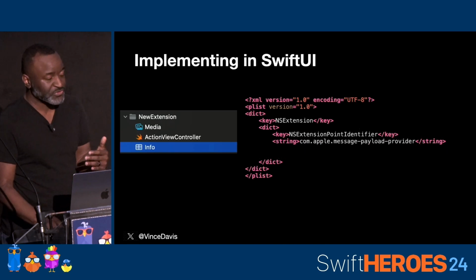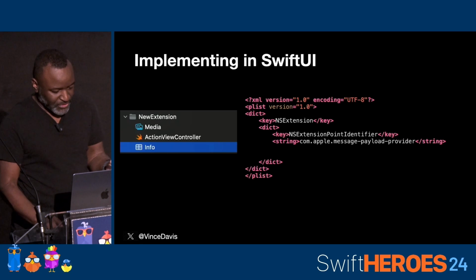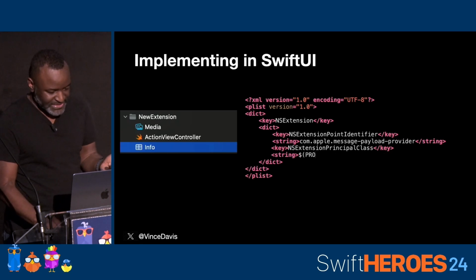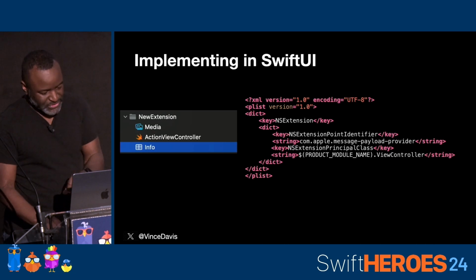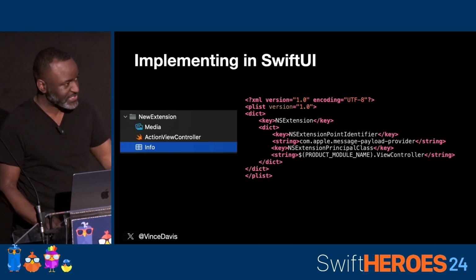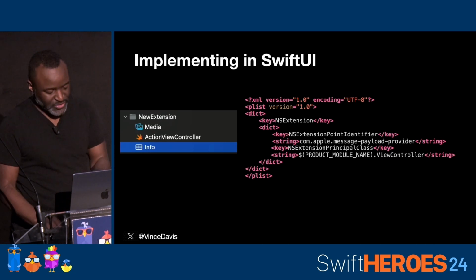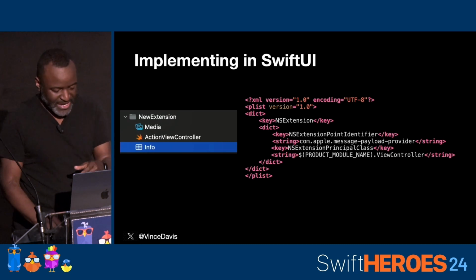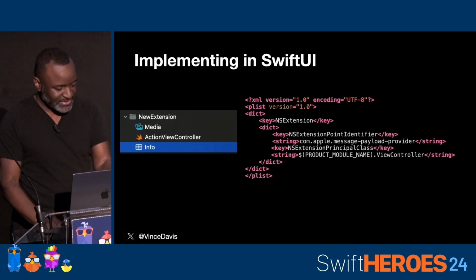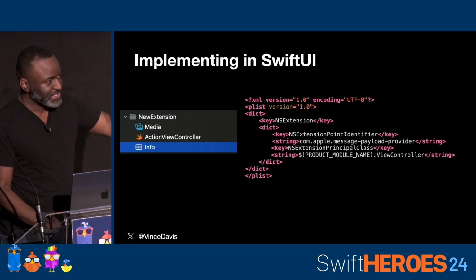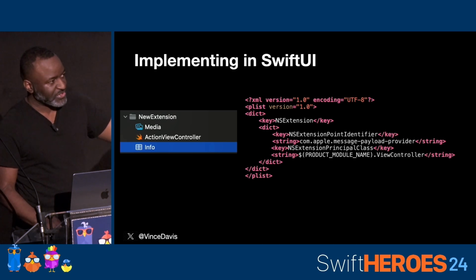What we're going to do is replace that with another string, and that's going to be your NS extension principal class. What it's pointing to is the particular target that you're looking at, and then also the actual view controller that you're going to reference. In the example, I have view controller, but if you're looking at the image on the right, it would actually be action view controller, and that's just telling it that's going to be your primary entry point for your extension.